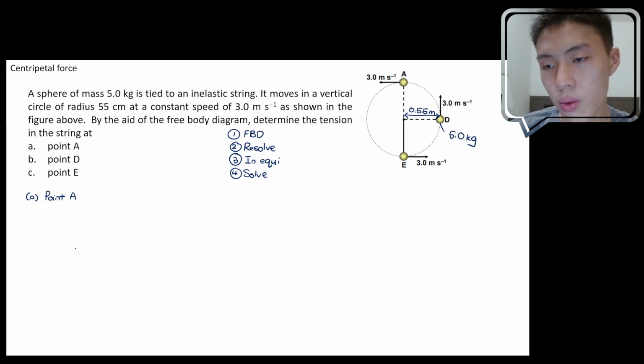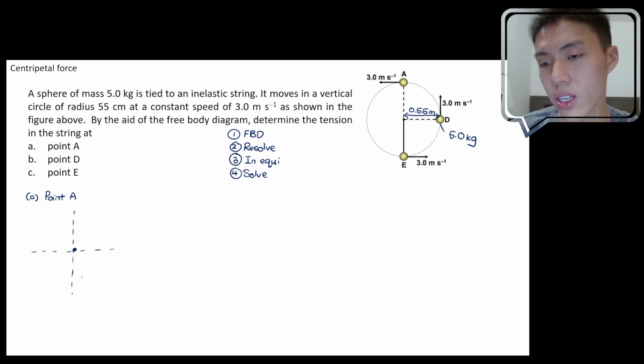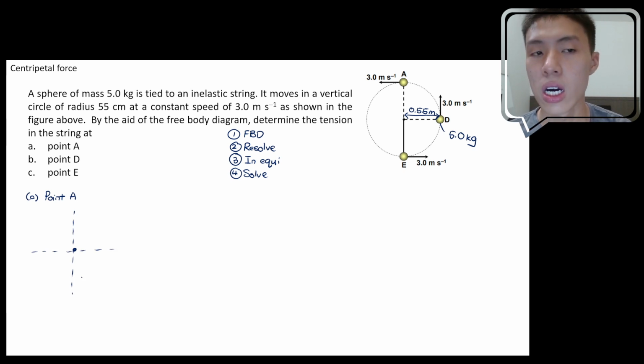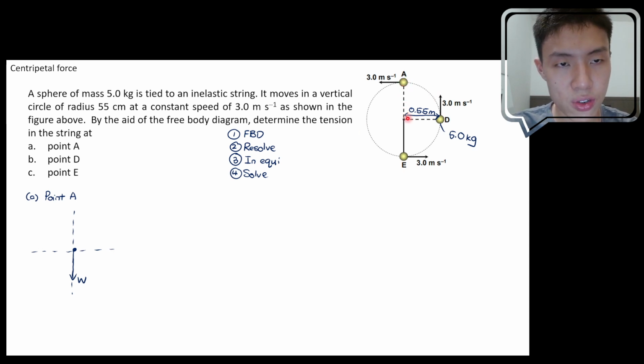For point A, we'll sketch a free body diagram for the sphere. So we sketch a dot to represent the sphere, and we have our axis, not rotated, just a normal conventional axis. For this sphere, because it has mass, it will have weight. Because this mass is connected by a string to the center of the circular motion, there will be tension. Tension will be away from the object. Because A is over here, away from the object along the string must be pointing downward. So there will be a tension pointing downward as well.